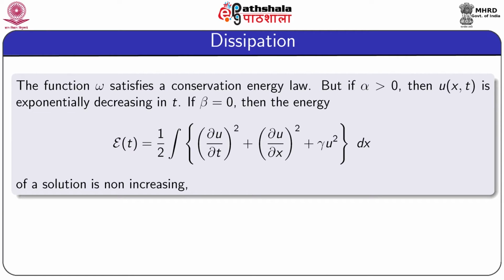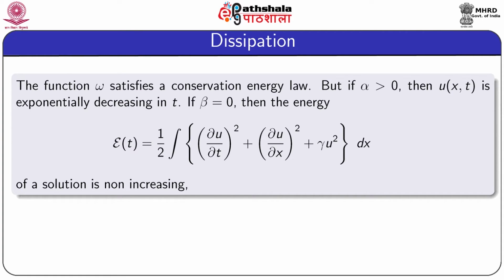Now, we shall show that u will satisfy the conservation of energy law for α = 0, but if α is greater than 0, then the energy will dissipate. So, first of all we assume that β = 0, then the energy integral can be written as E = ½ ∫ ((∂u/∂t)² + (∂u/∂x)² + γu²) dx.